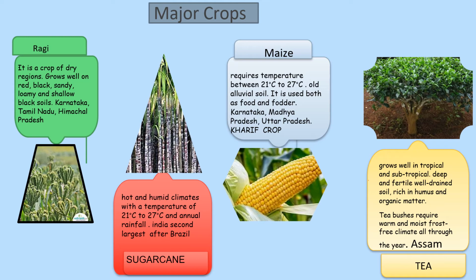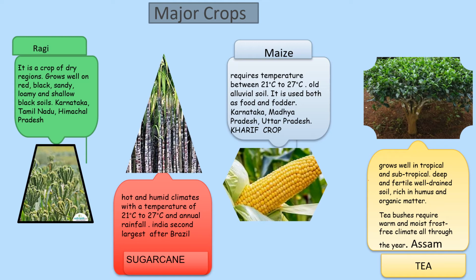For sugarcane to grow well, it needs hot and humid climate with a temperature of 21 to 27 degrees Celsius and an annual rainfall. India is the second largest producer of sugarcane after Brazil.